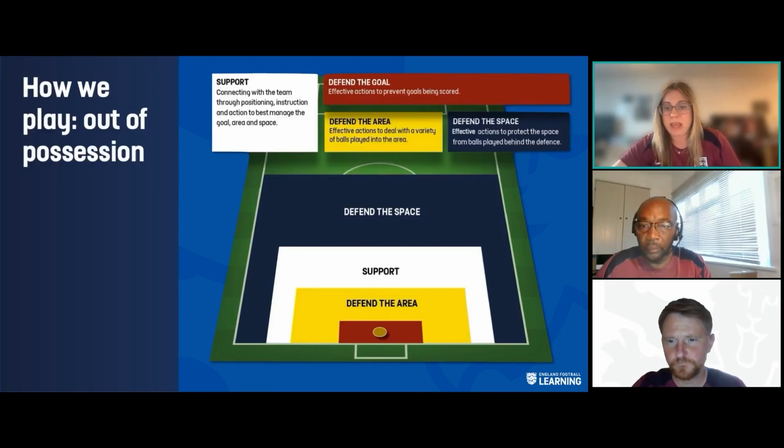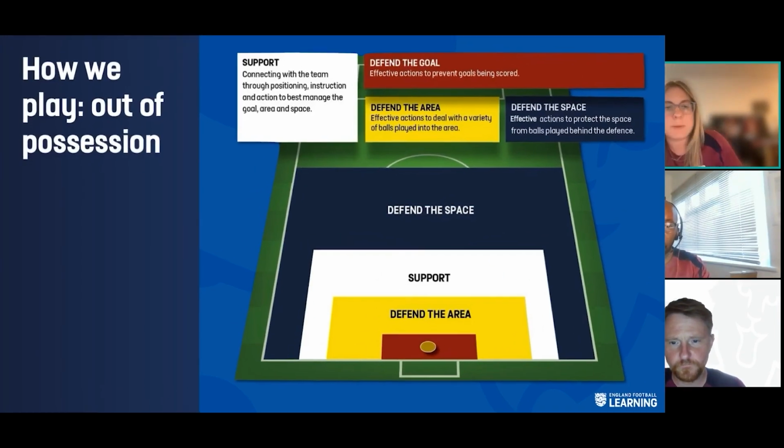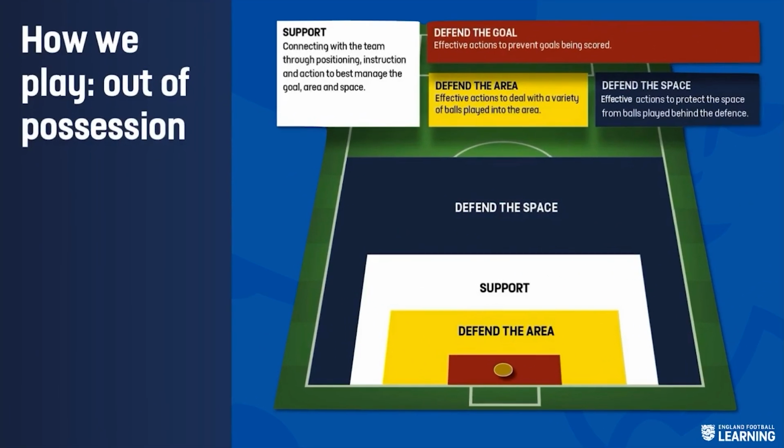Here at the FA, we've got our out of possession, how we play model. So this brings it to life a little bit. That big blue area is where we're relying on the goalkeeper to defend the space. Support: obviously, we now rely very much on our goalkeepers to almost be an outfielder in possession.